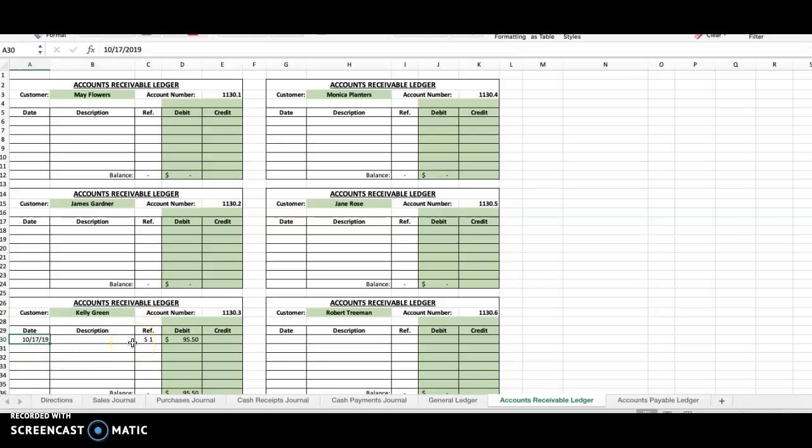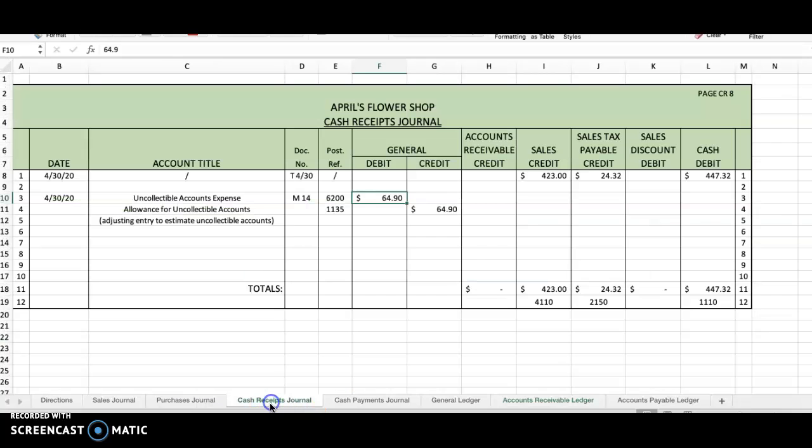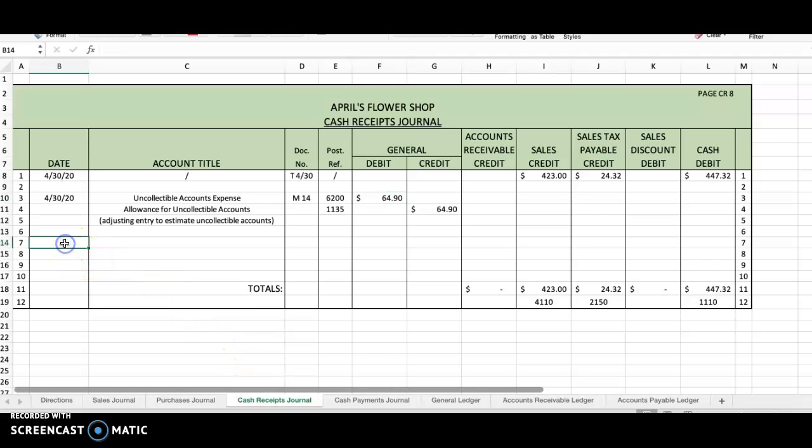On October 17th, 2019, Kelly Green bought something from us on account. She charged it, and she owes us $95.50. And we've determined that this is not going to be collected, and we're going to have to write off the account. So let's take a look at how that's going to happen. We go back, let's use again our cash receipts journal, and let's assume that we will use the same date here, just to be consistent, April 30th.